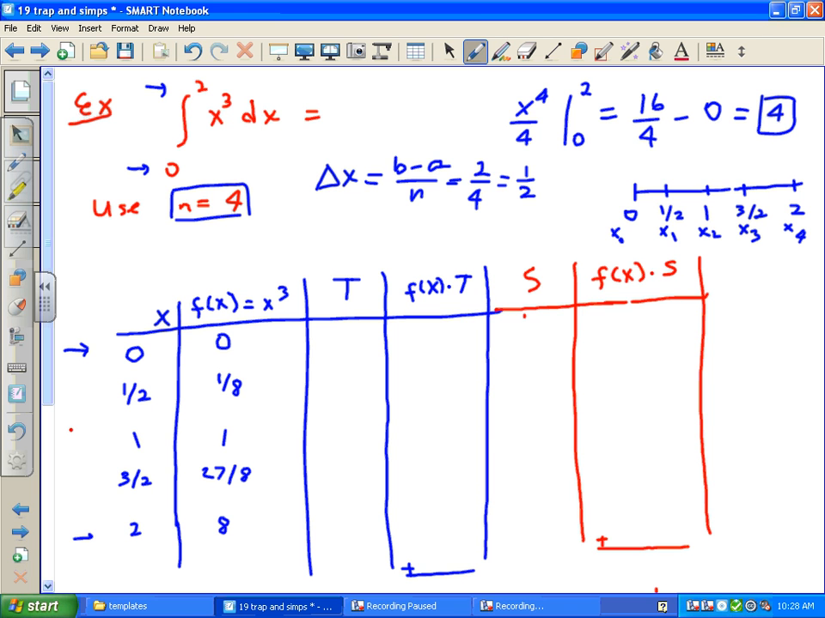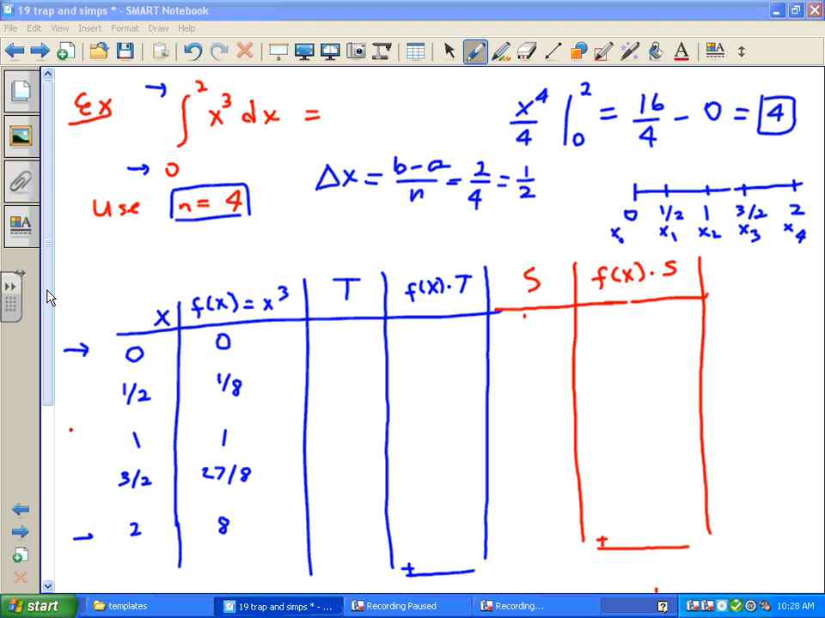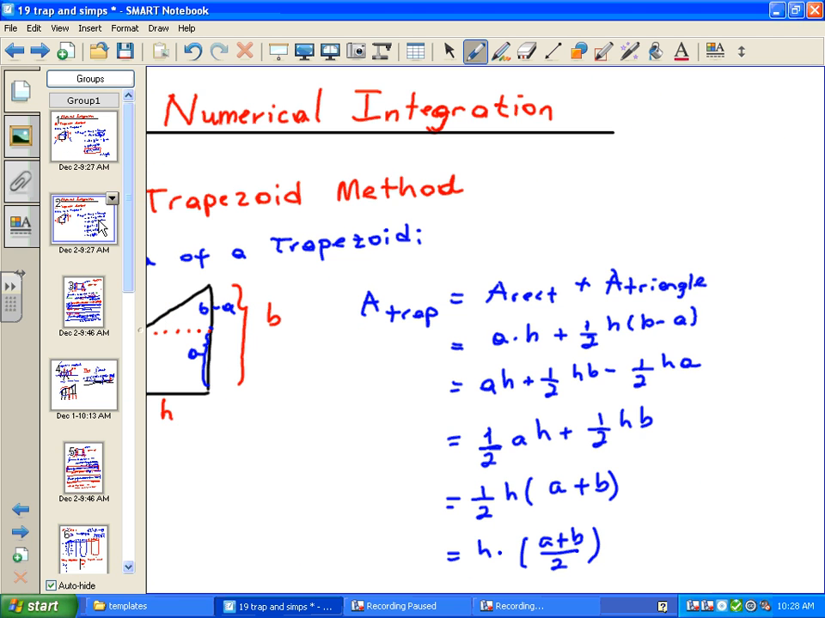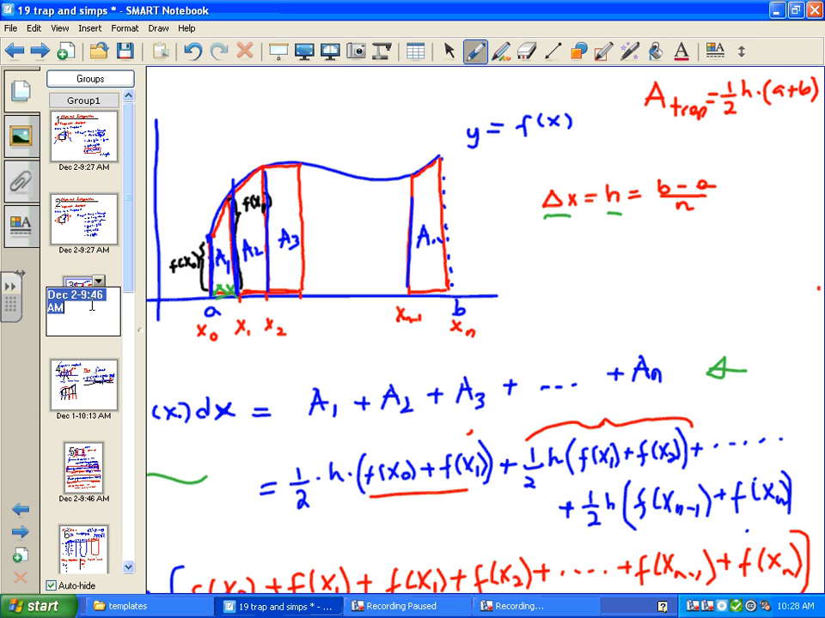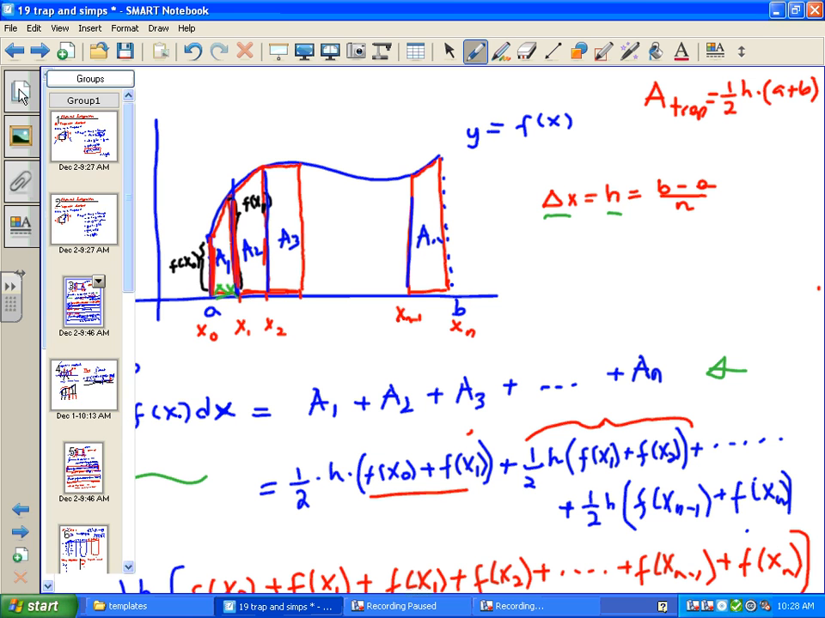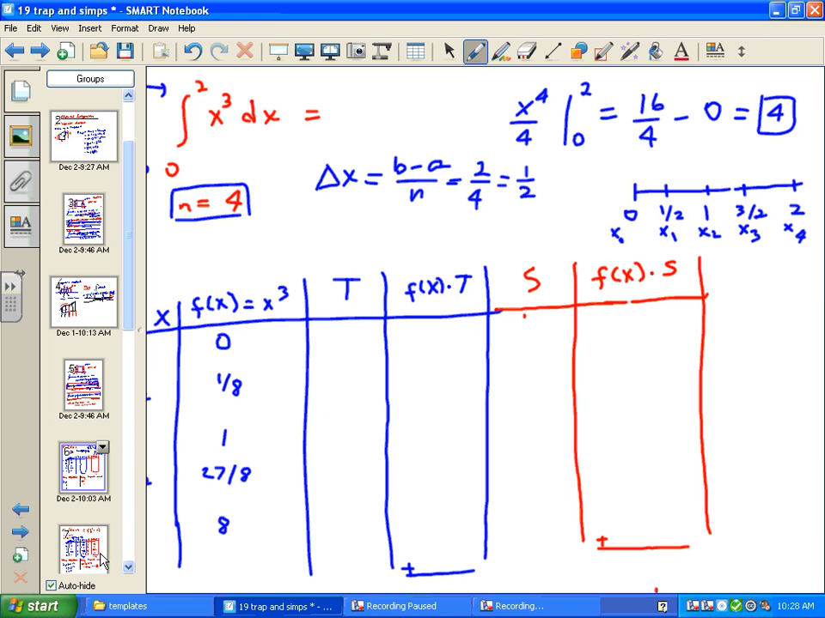If we look back to the formula for a moment, what we have just determined is basically these heights. This height, f of x sub 0, this height, f of x sub 1, and so forth. Okay, we just determined those heights. Now going back to our example.